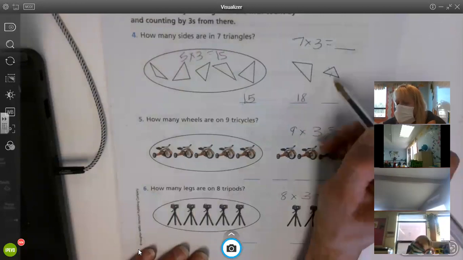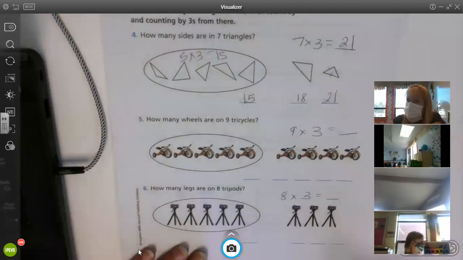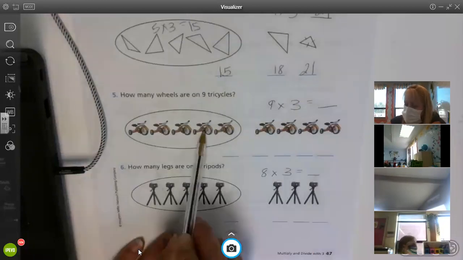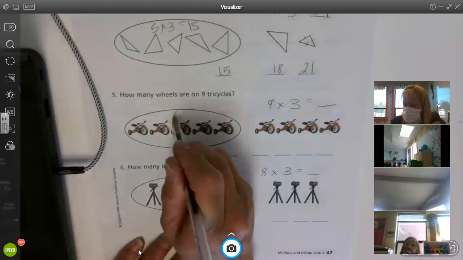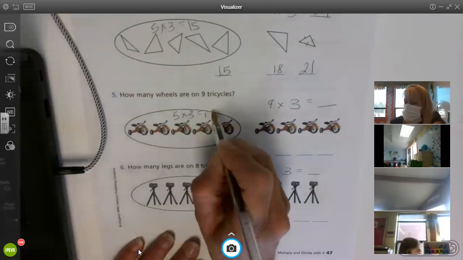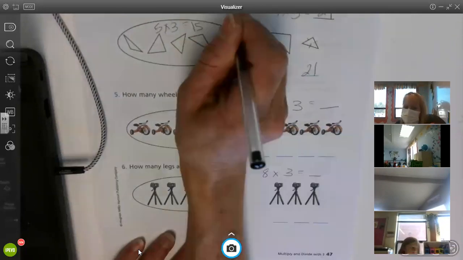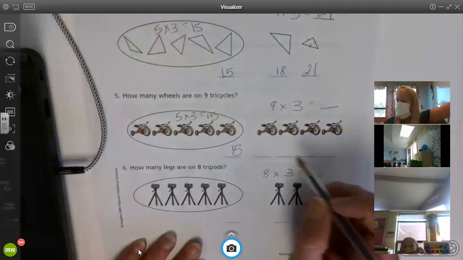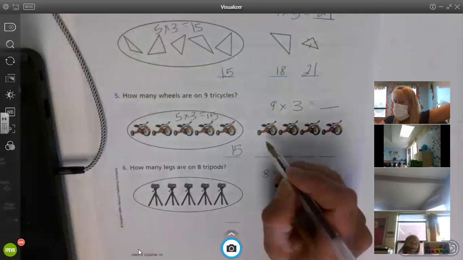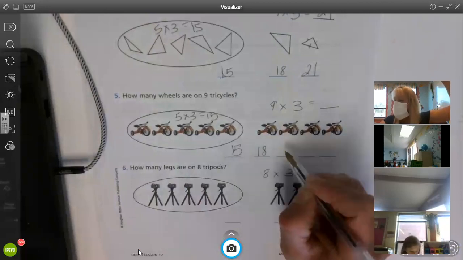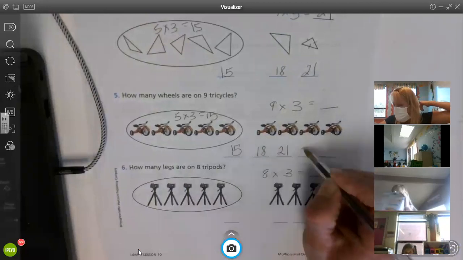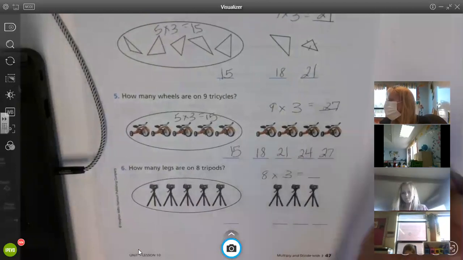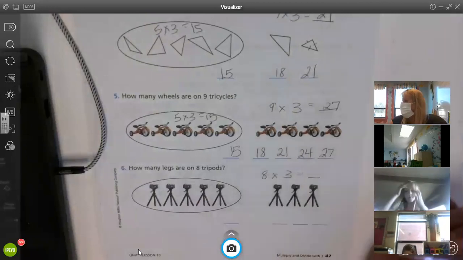7 times 3 is 21, and then for 9 times 3, 1, 2, 3, 4, 5 groups of 3. We got how much again? 15, using the 5 shortcut. We already know that. We're going to use it and then count on. Let's count by 3s. What comes after 15? 18, then 21. Boy, they're not as hard as I thought. When you have 9s first, 3s seem like nothing, don't they?